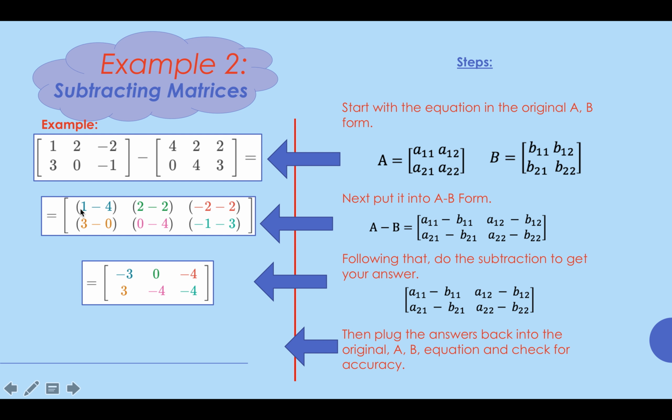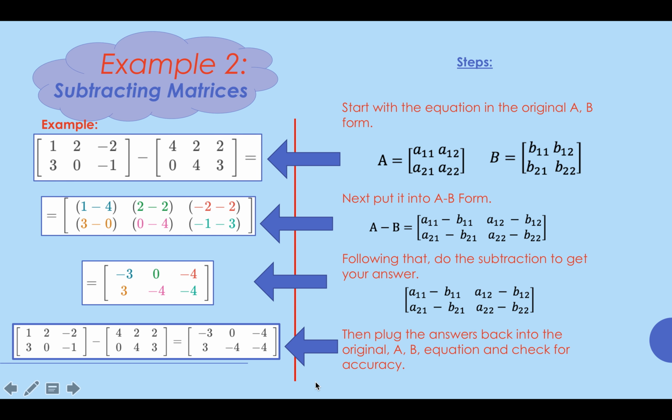So of course it would be 1 minus 4 is -3, 2 minus 2, they cancel out, so it's 0, -2 minus 2 is -4, and 3 minus 0 is 3, 0 minus 4 is -4, -1 minus 3 is -4. Once we have our answer, we can plug it back into the original equation to make sure we have our correct answer, which we have done correctly.